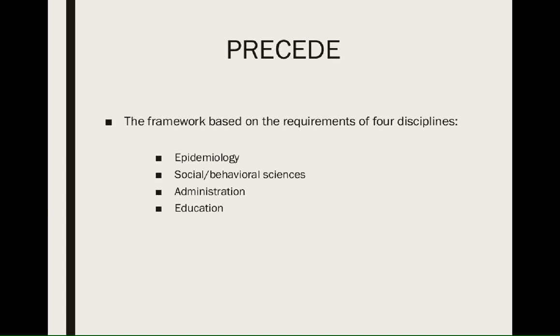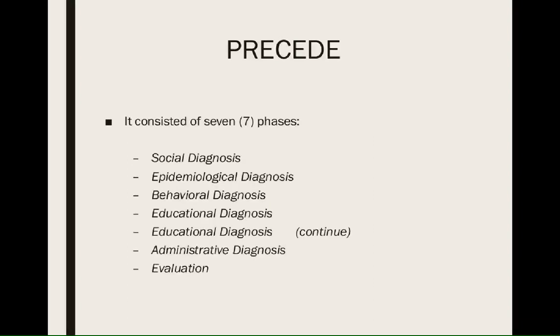Next is the framework. According to PRECEDE, the framework is based on the requirements of 4 disciplines. Number 1 is epidemiology. Number 2 is social behavioral science. Number 3 is administration. And the last one is education. Next is it consists of 7 phases. Phase number 1 is social diagnosis. Number 2 is epidemiological diagnosis. Number 3 is behavioral diagnosis. Next is educational diagnosis. Next is administrative diagnosis. And the last one is evaluation.